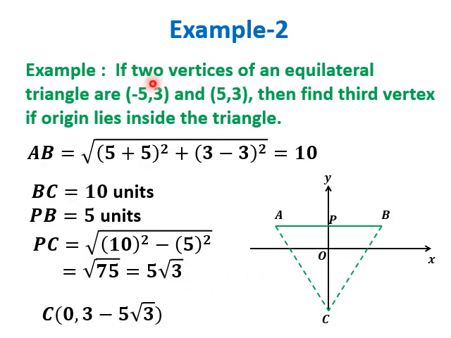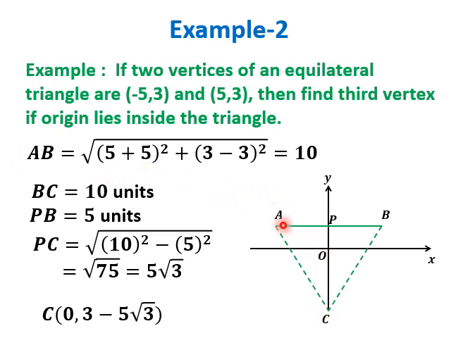Another example. If two vertices of an equilateral triangle are -5, 3 and 5, 3, then find the third vertex if the origin lies inside the triangle. Here we have defined two vertices A and B as -5, 3 and 5, 3. We want to find the third vertex of this equilateral triangle. Please note that the y ordinate is 3 for both the points, so this line is parallel to the x-axis. Since the x values are -5 and +5, the perpendicular bisector passes through the y-axis.